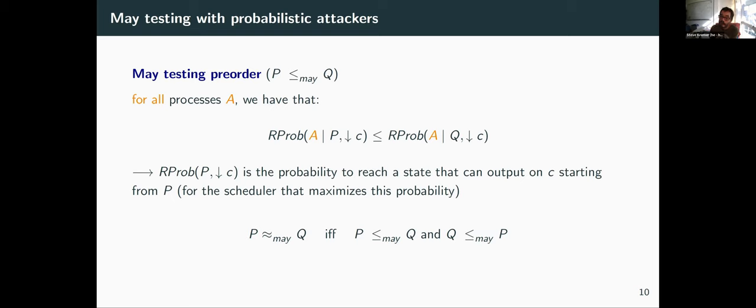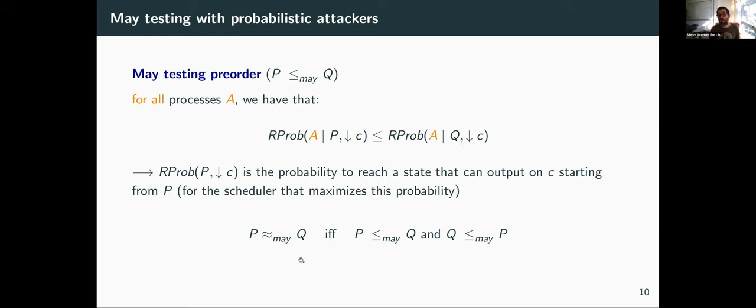Now that we have talked about resolutions, we can discuss what it means to have May testing, or the May testing pre-order, in the presence of such probabilities. Once we have resolved all the non-determinism, we can compute the probability of the process A in parallel with P reaching a state where it can output on C. This R prob means the probability of reaching a state where A parallel P can output on C, and we take the scheduler that maximizes this probability. So we're saying that if A in parallel with P can output on C with a given probability, then A in parallel with Q can output on channel C with at least the same probability.